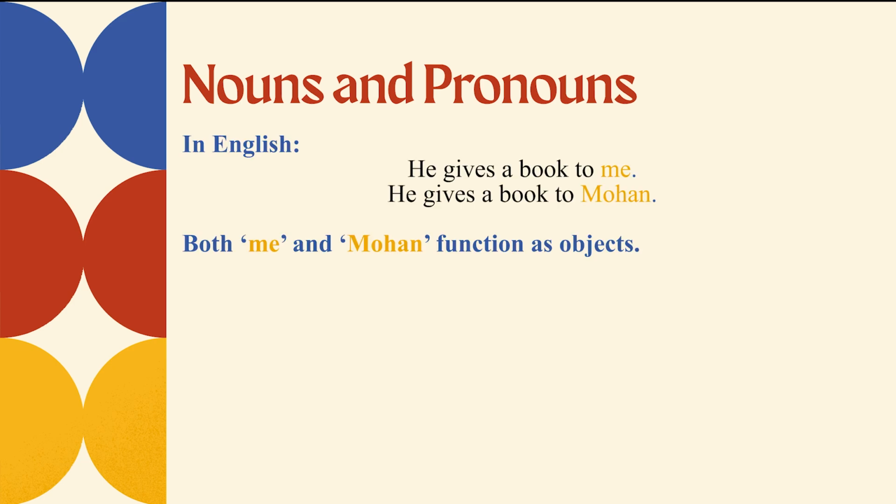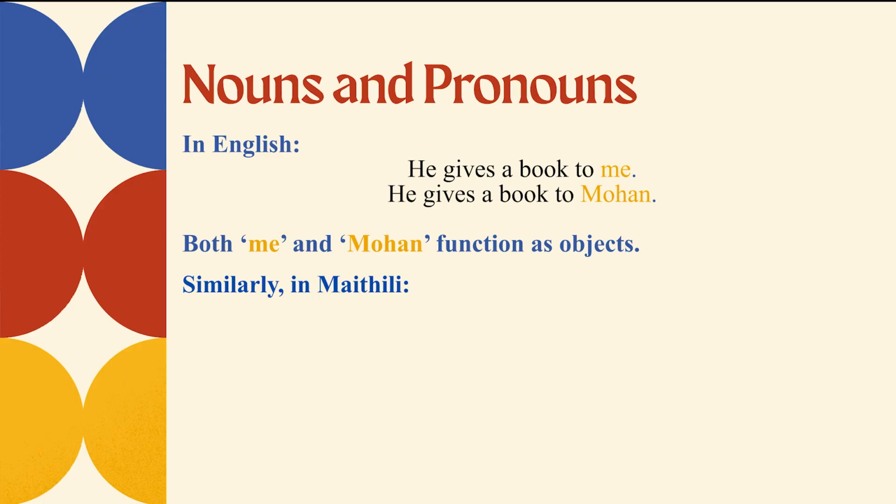So, in English, when you say he gives a book to me or he gives a book to Mohan, both me and Mohan function as the objects. Here in the first sentence the pronoun is the object, and in the second sentence Mohan is the object.